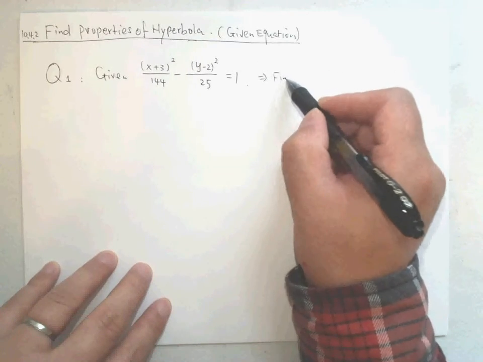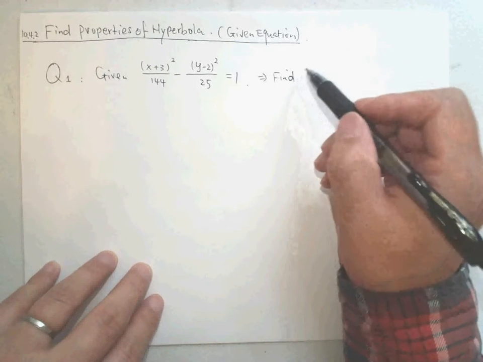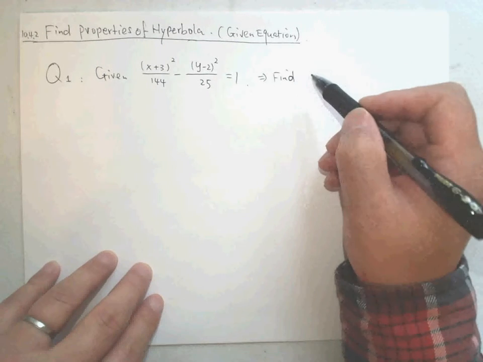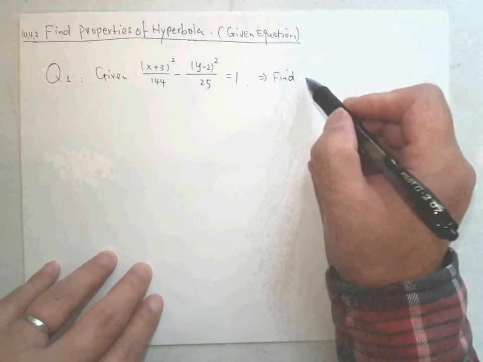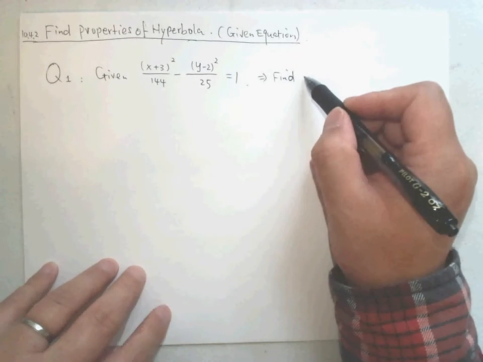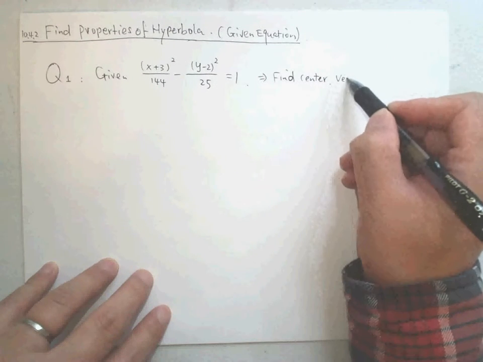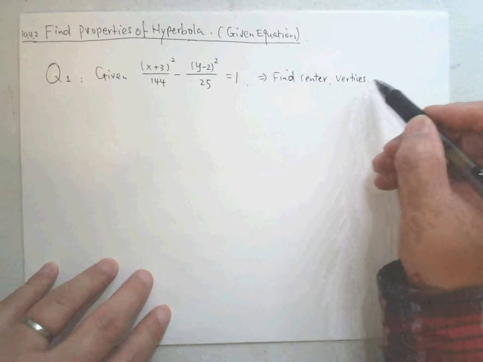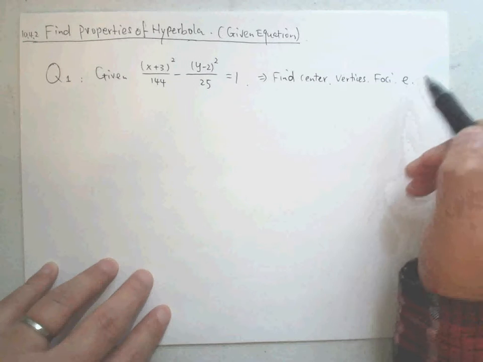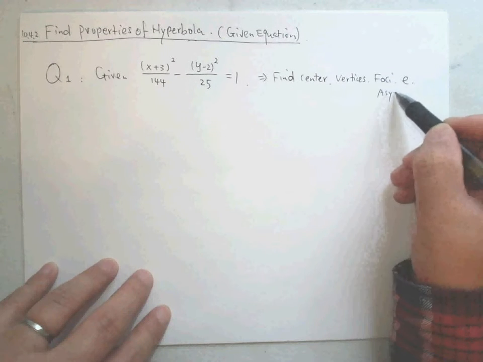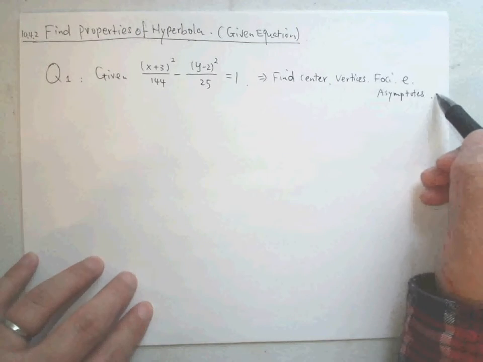That means find the center, the special points, and also the eccentricity and the asymptotes. What is the center? What are the two vertices? Where are the foci? What is the eccentricity e? Where are the asymptotes? We have two asymptotes. So how do we find all this? Look at these questions.